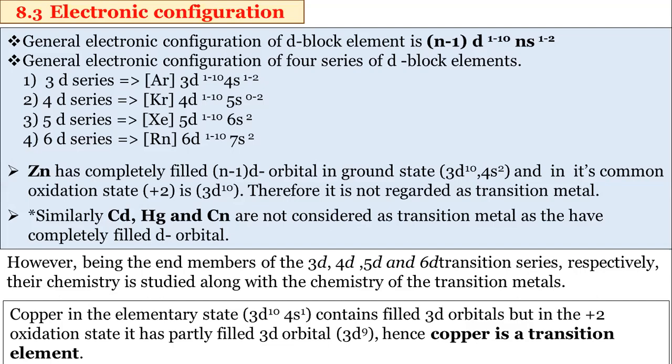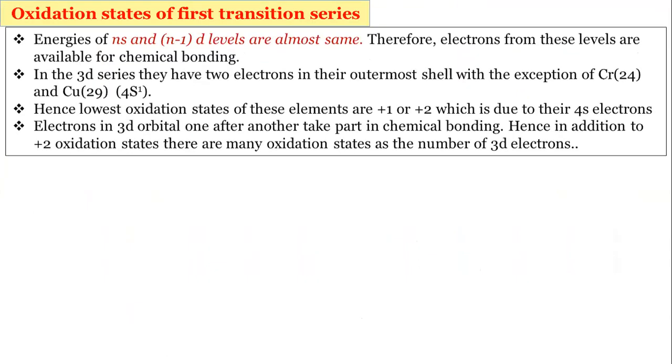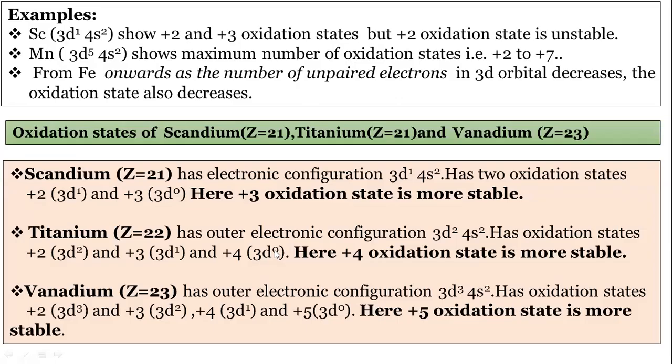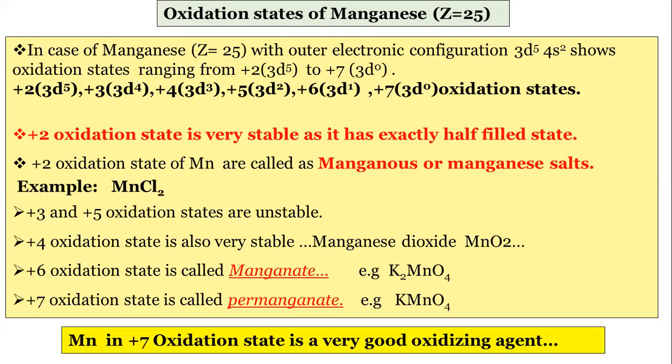the periodic trends: how the electronic configuration, then atomic size, ionic size, and oxidation state are also very important. This is also explained in the last 2 lectures. Then the different oxidation states of chromium, then cobalt, nickel, manganese.